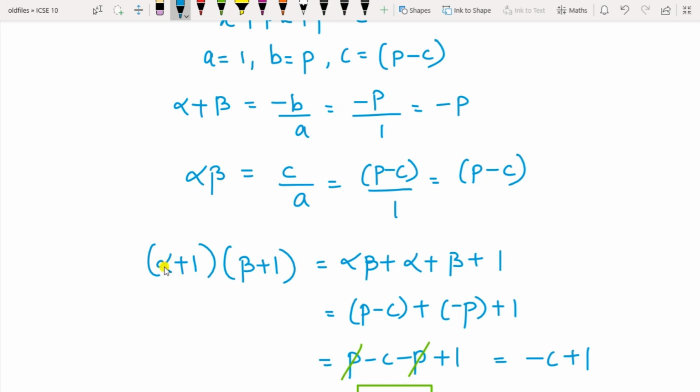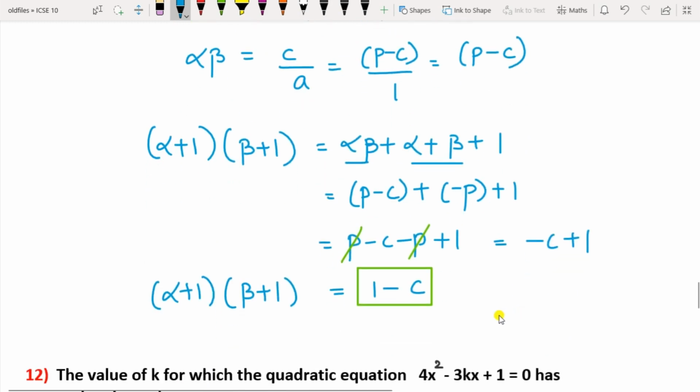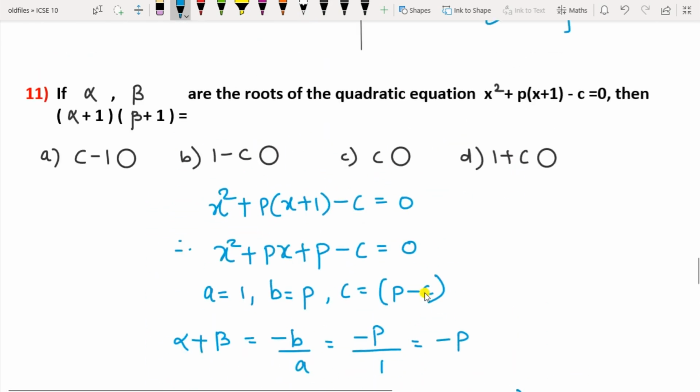Now write the given expression, alpha plus 1 and beta plus 1, open this bracket. So this will be alpha into beta plus alpha plus beta and plus 1. Substitute the values of alpha beta and alpha plus beta here. So this is p minus c and this is minus p plus 1. So if you open this bracket, you get the value of alpha plus 1 and beta plus 1 as 1 minus c. So option B is the correct option, that is 1 minus c.